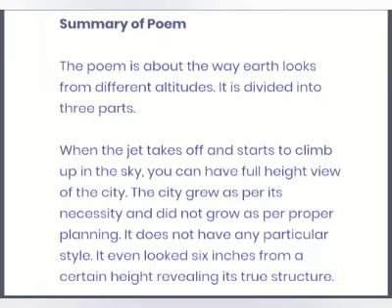Now let's have a quick overview of the summary of the poem. The poem is about the way Earth looks from different altitudes. It is divided into three parts. When the jet takes off and starts to climb up in the sky, you can have a full height view of the city. The city grew as per its necessity and did not grow as per proper planning. It does not have any particular style. It even looked 6 inches from a certain height, revealing its true structure.